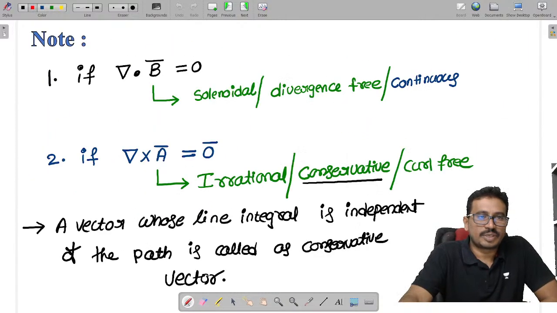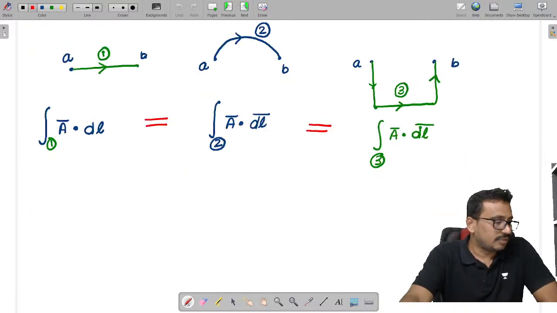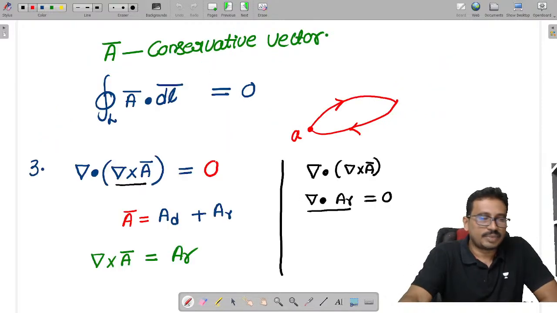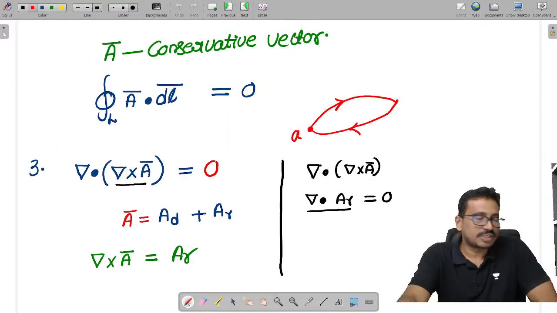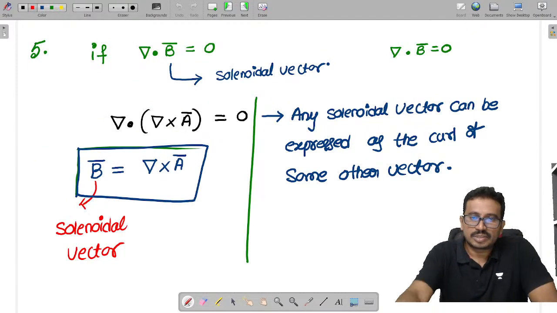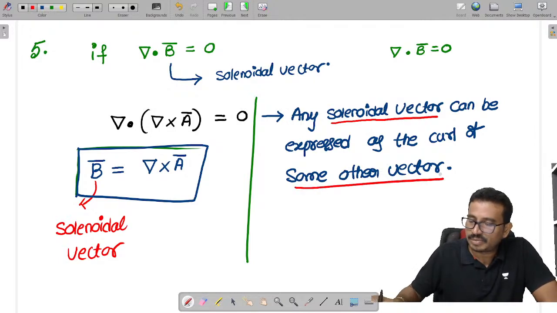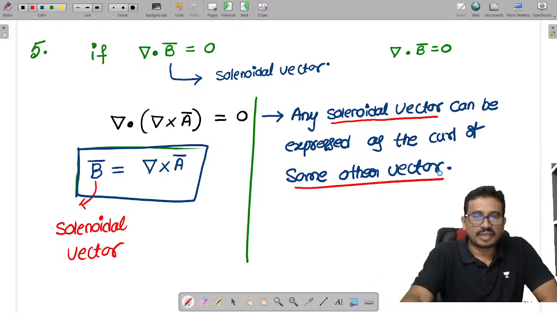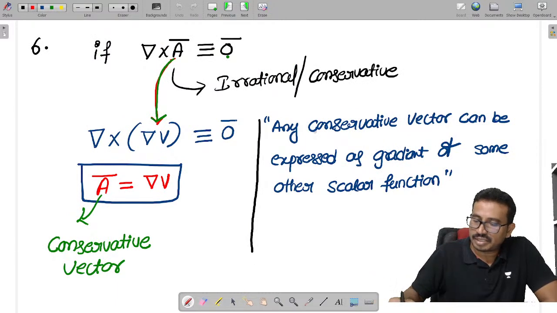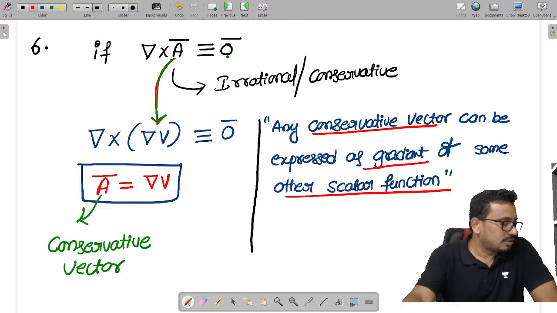So these 6 points we discussed. If the divergence of a vector is 0, then that vector is called a solenoidal, or divergence-free, vector. We also discussed conservative vectors. And we have concluded that any solenoidal vector can be expressed as the curl of some other vector, and any irrotational vector can be expressed as the gradient of some scalar function. Chalo?